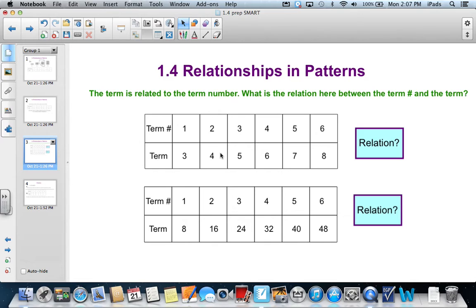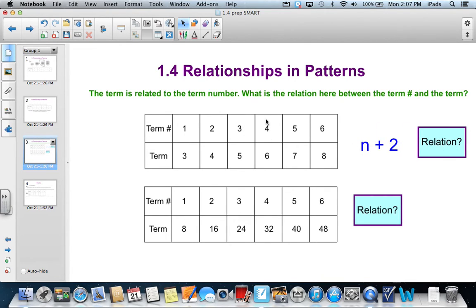Well, if you look at the first one, 1 is the term number and the term is 3. 2 and 4, 3 and 5. If you go all the way down this, you can note it all the way down the term number line, you'll notice that they're related n plus 2, n plus 2, n plus 2. The relation here is n plus 2.